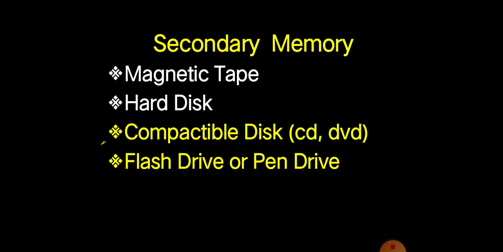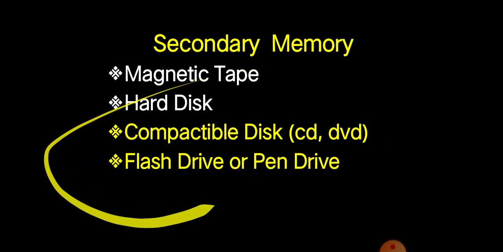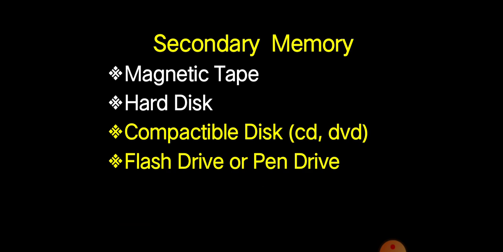Here also the data is in the form of zeros and ones. If you are storing documents, images, videos, audios, whatever the data, the content will be only in zeros and ones in the memory. Then these two, the compact disk, DVD and flash drive or pen drive, are external memory devices. External memory devices need to be connected externally to an electronic device. That is also used for storing.